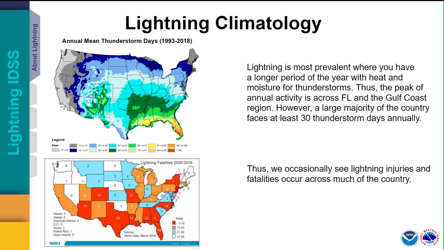While lightning is a threat across the country, it is certainly a more frequent one across the southeastern United States, given a considerably longer period of the year with favorable conditions for thunderstorms. Likewise, the majority of reported injuries and fatalities occur across the southeastern U.S., but can occur anywhere.